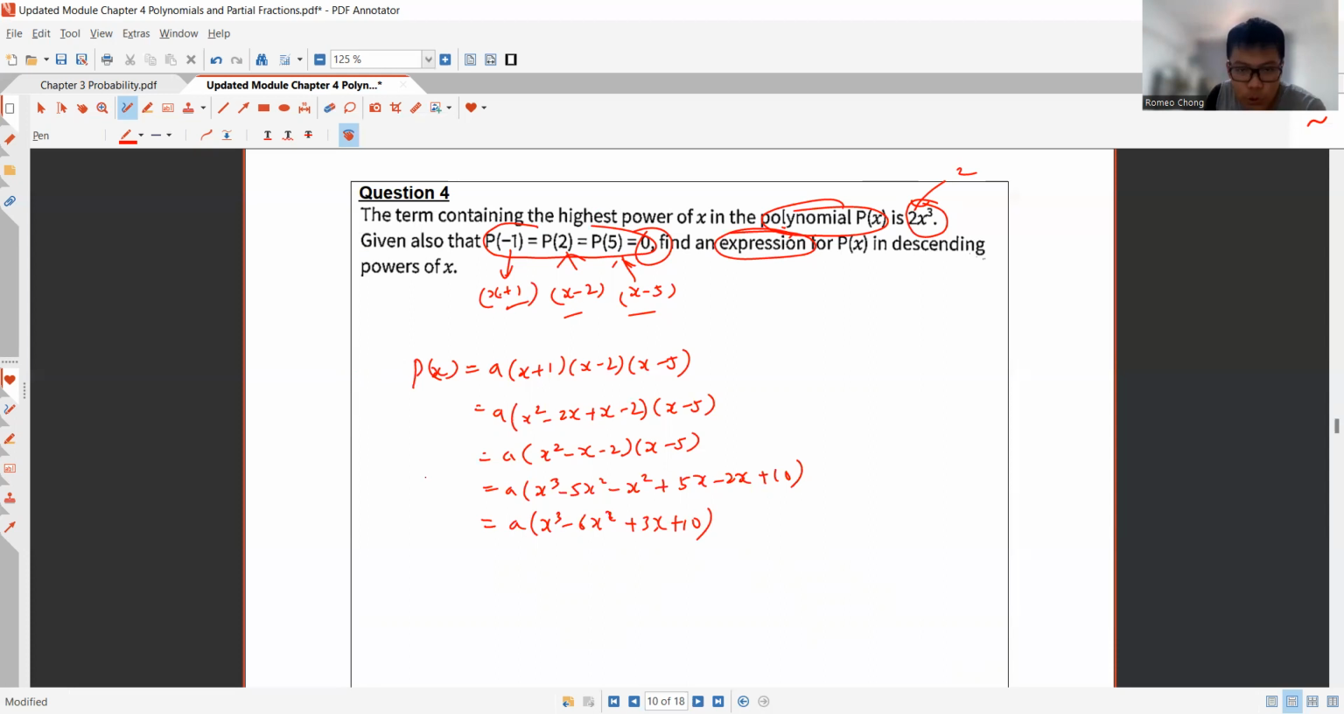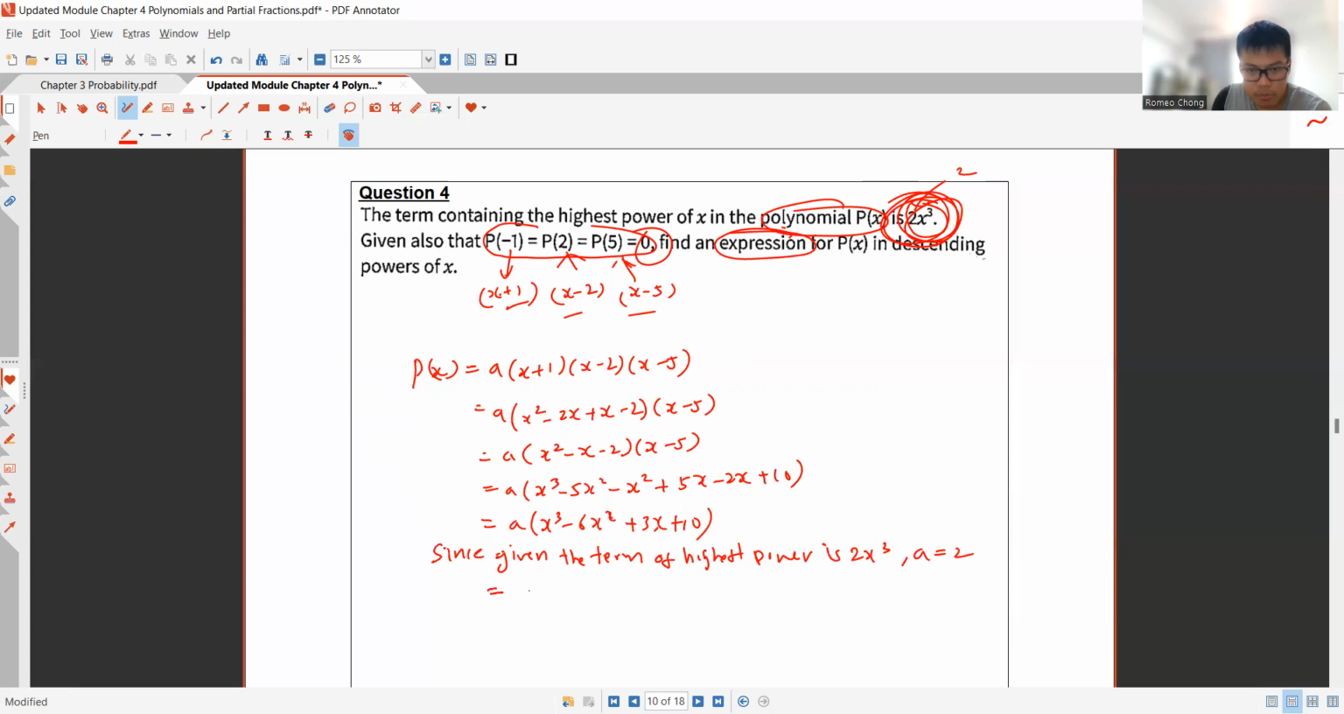Yeah. So you see, if I multiply your a back into the brackets, you will notice that the x cubed here has an original coefficient of 1. But it is already mentioned in the question that it should have 2x cubed. So that means your a should be equal to 2. Since given the term of highest power is 2x cubed, your a should be equal to 2.